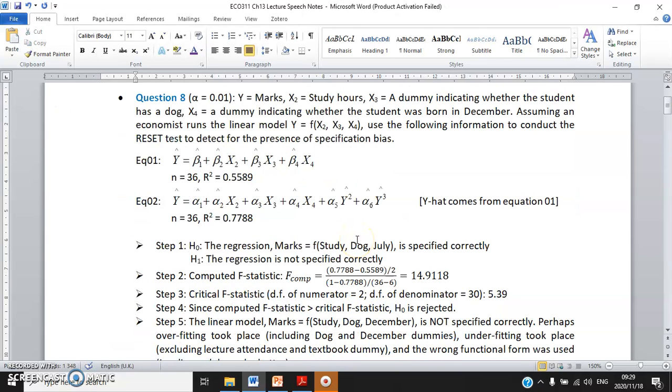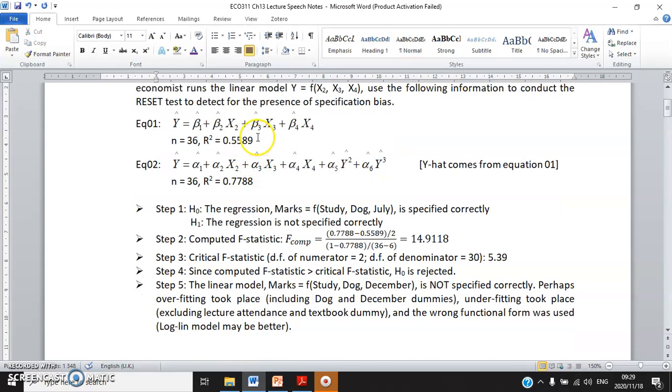Then we can do one more question. Marks explained by X2, study hours, X3, whether the student has a dog. I think that implies overfitting. X4, a dummy indicating if the student was born in December. So I think X3 and X4 are both irrelevant. So I think in this original regression, I already commit overfitting.